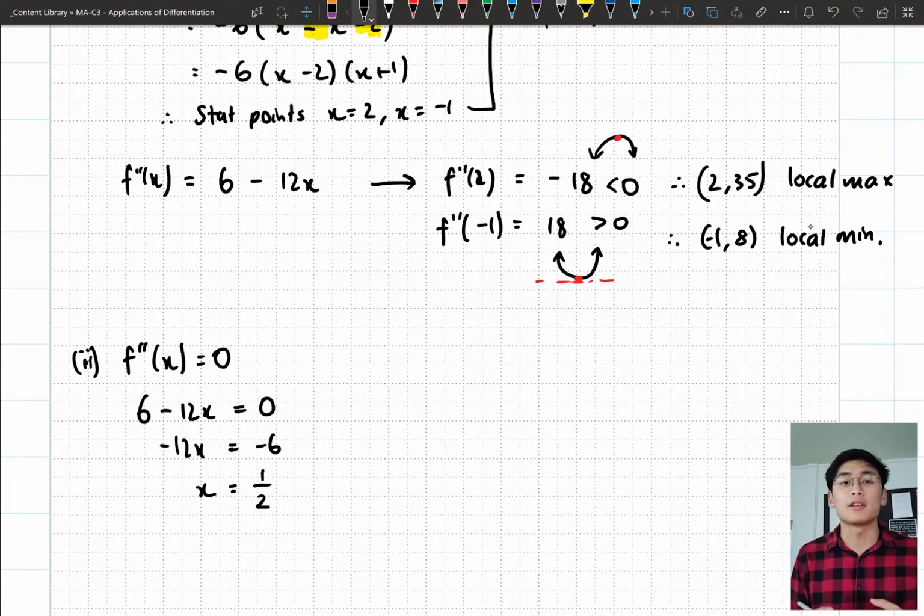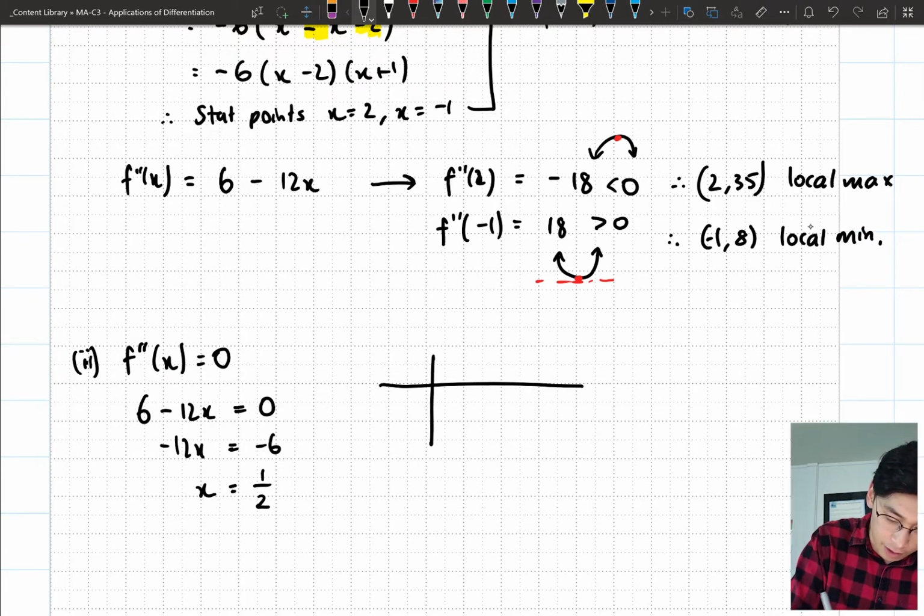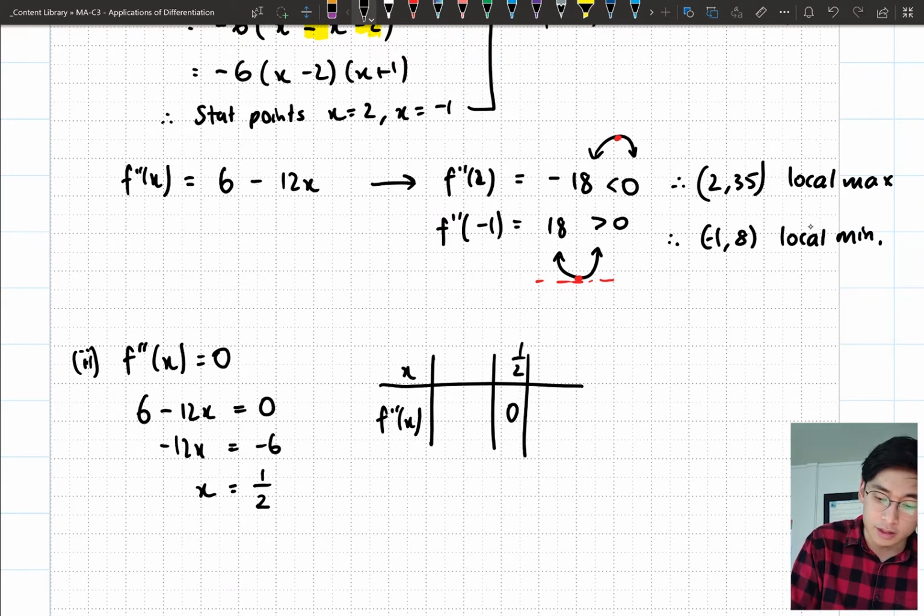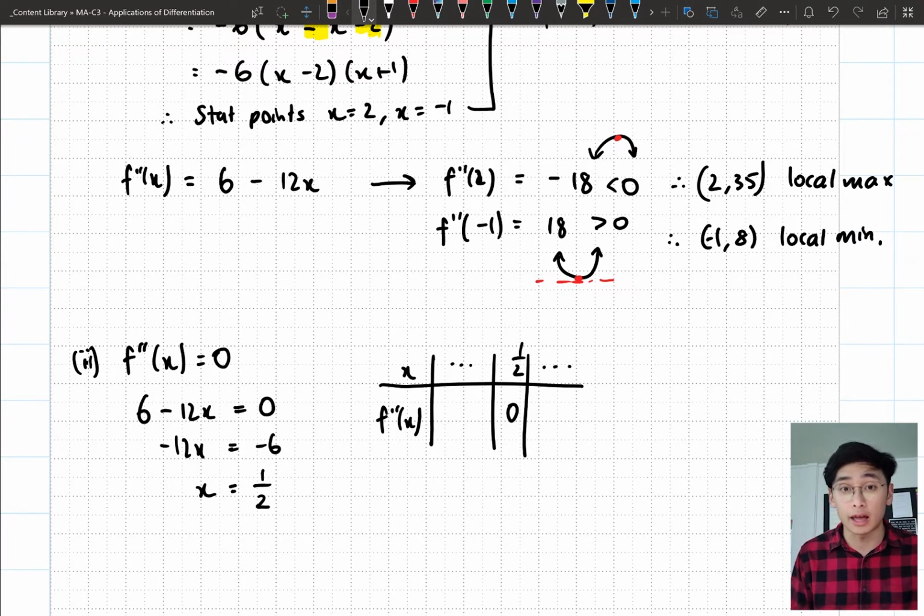Now that I've got that point, in order for it to be a point of inflection, I just need to check on either side of my point here. So either side of half, I have a change in concavity. So let's write up a table. Here I'm going to have x and my second derivative. I have a half in the middle, and I know it's equal to 0, and I want to check the values either side. So I'm going to sub in a number on the left-hand side of a half, and on the right-hand side of a half.